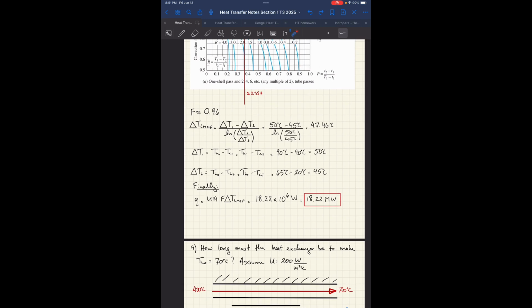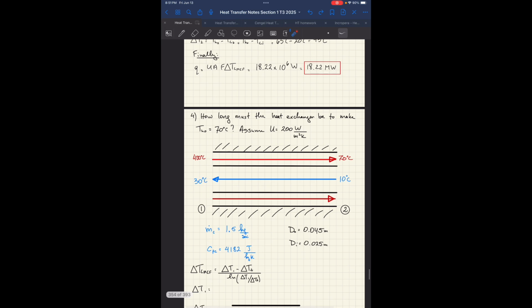It's not too difficult. Just know that you would need to correct if there is no phase change. Here's another typical question. We have a concentric tube heat exchanger. So we have an inner tube and an outer tube, something like this. And they ask you, how long does the heat exchanger have to be to make the outlet of the hot fluid 70 if your inlet is 400? This is a massive temperature drop. How do we do that, right?